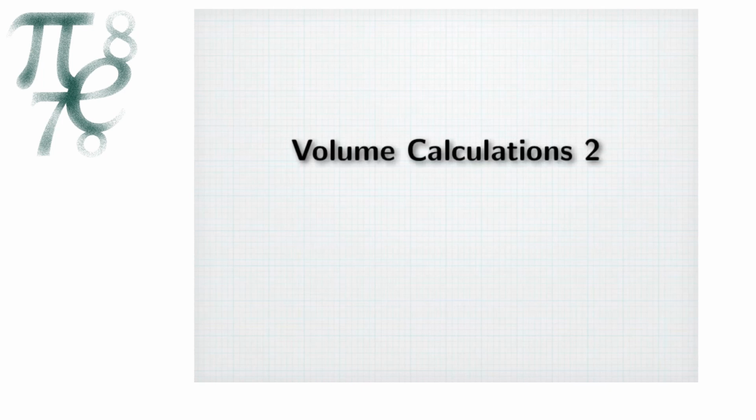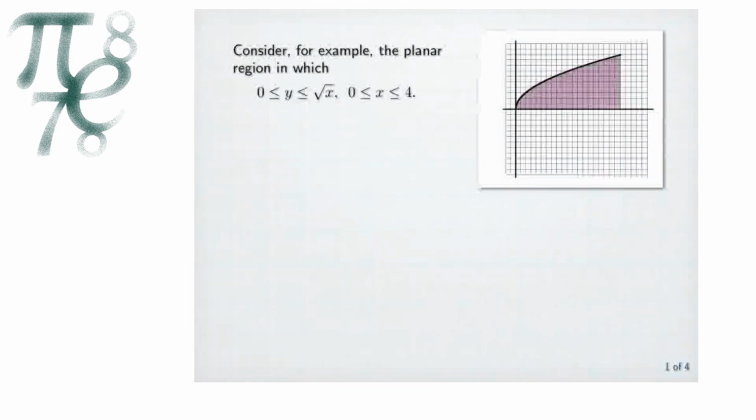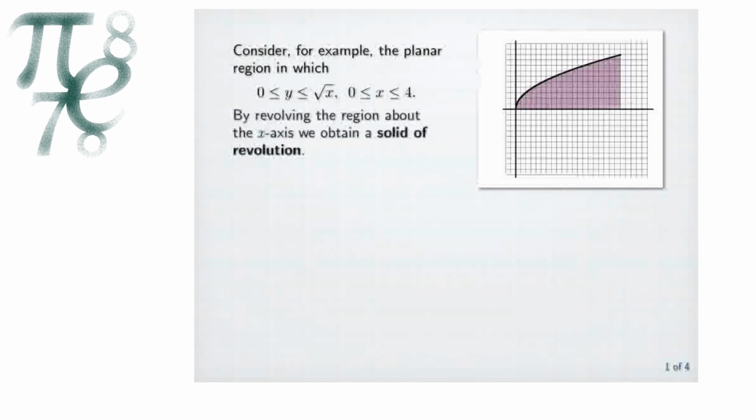Volume Calculations 2. Solids of Revolution. Consider, for example, the planar region in which y is between 0 and the square root of x, and x is between 0 and 4. A picture of this region is shown here on the right. By revolving the region about the x-axis, we obtain what we call a solid of revolution.